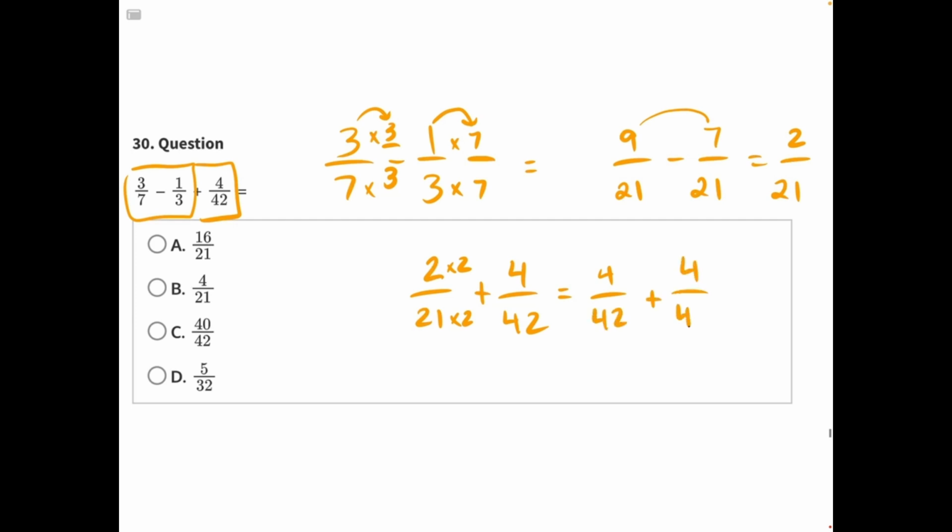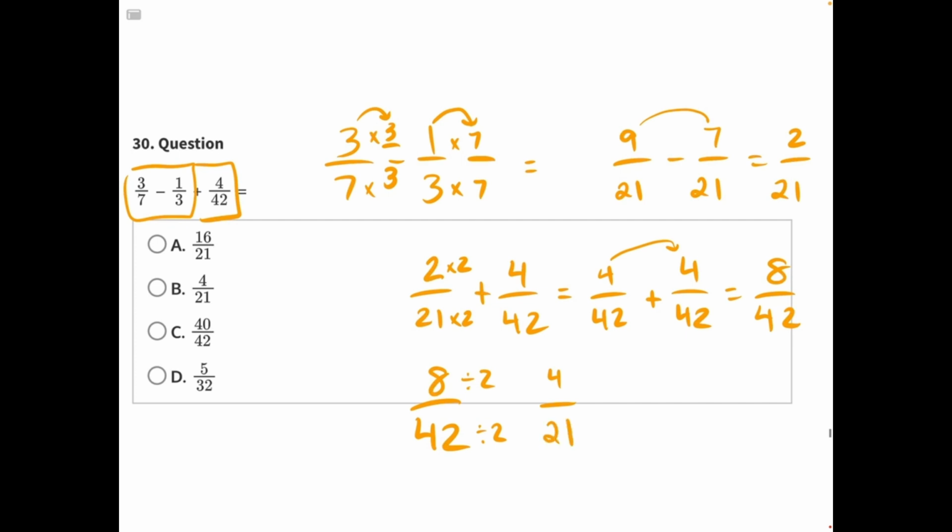Now we can add, now that we have common denominators, 4 plus 4 is 8 over 42. Now we just have to simplify to find our correct answer. We need to factor out the greatest common factor. Let's start by dividing them both by 2. 8 divided by 2 is 4, and 42 divided by 2 is 21.